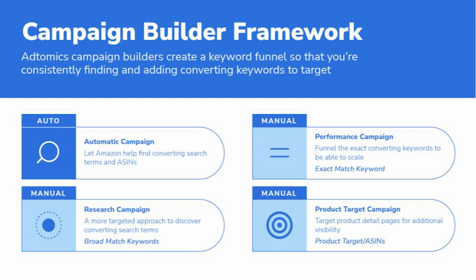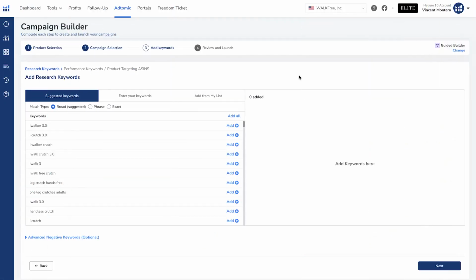We always recommend that you have an ASIN-based campaign, and this is where the automatic campaign is going to come in handy, because it's going to find ASINs as well, and you're going to be able to add those to the product targeting campaign. So in continuing down the campaign builder, we're going to give you suggestions based on where you are in the builder.